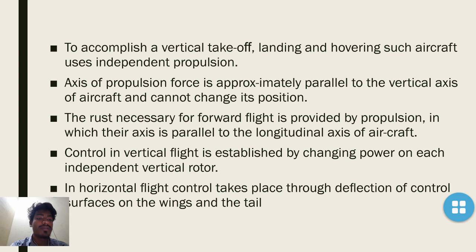The thrust necessary for forward flight is provided by propulsion whose axis is parallel to the longitudinal axis of the aircraft. Control in vertical flight is established by changing power on each independent vertical rotor. In horizontal flight, control takes place through deflection of control surfaces on the wings and the tail.